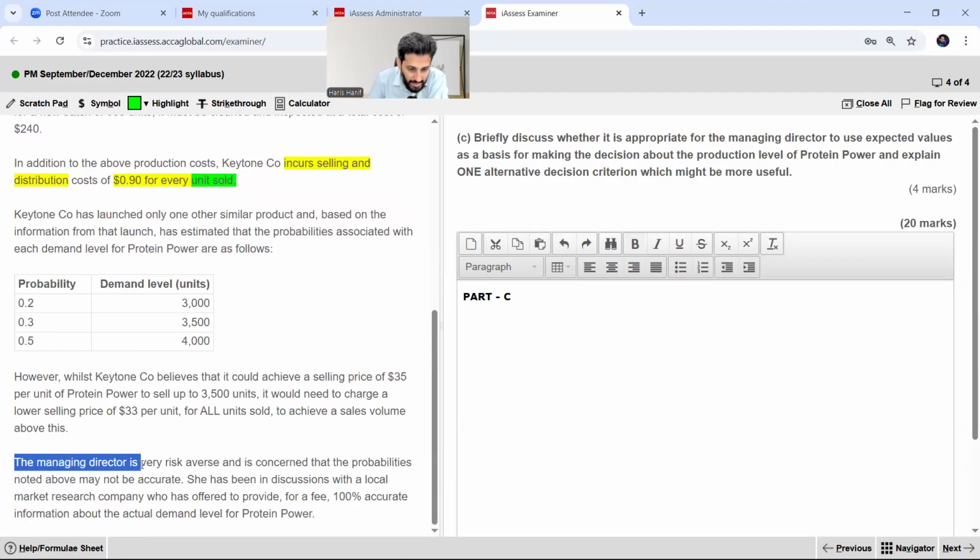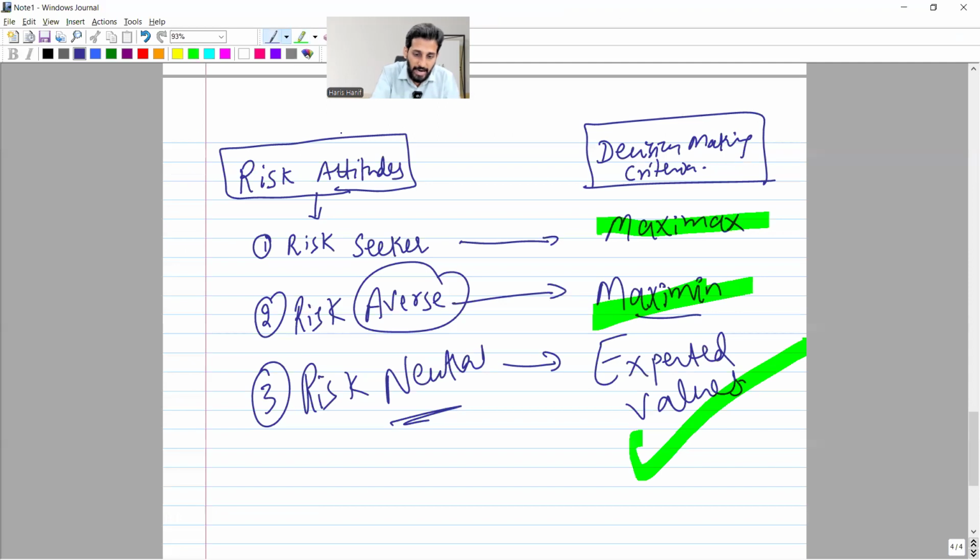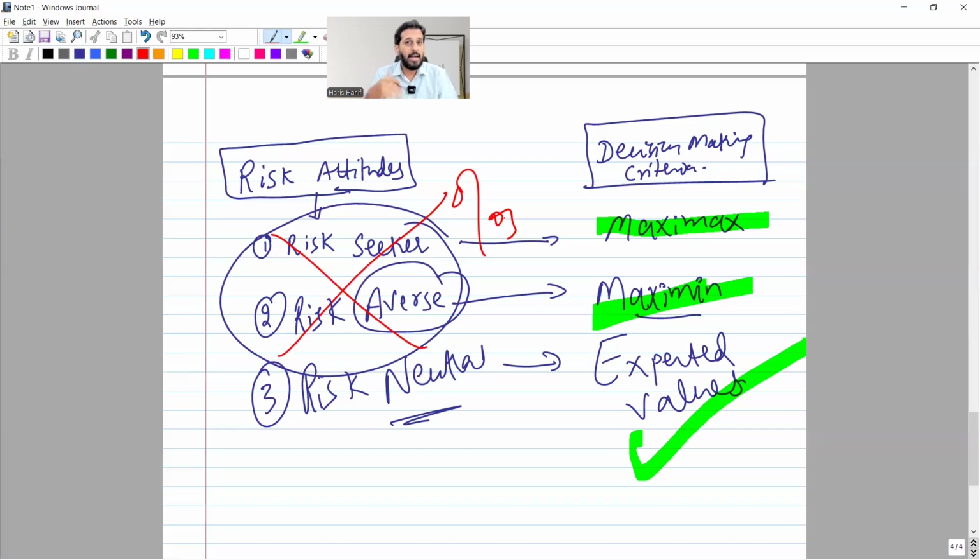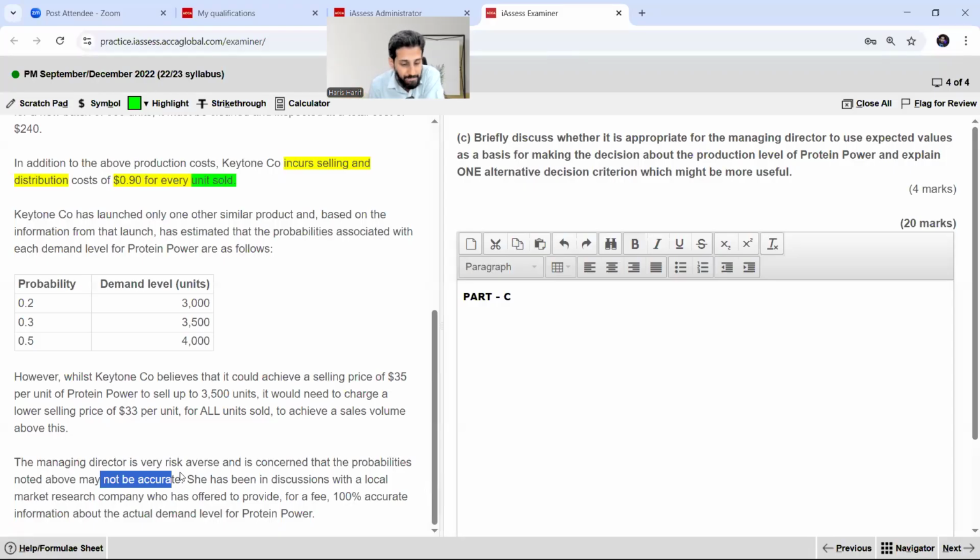The managing director is very risk averse and is concerned that the probabilities noted above may not be accurate. Remember that these two attitudes do not consider the probabilities. They do believe with their emotions, that is optimist emotions and pessimist emotions. And he or she runs with the probabilities. Now that's a very simple point.